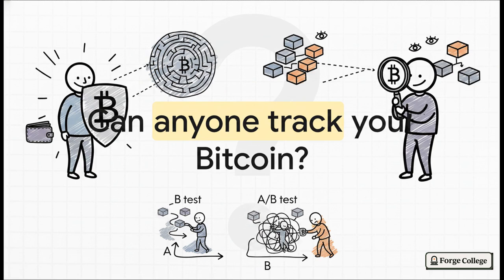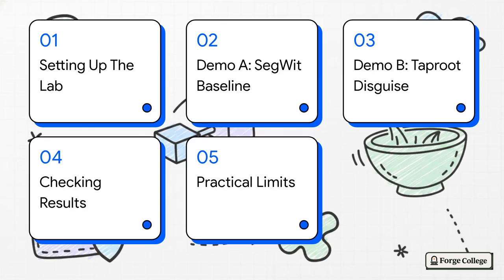You know the type, someone constantly analyzing the public blockchain, trying to connect your real-world identity to your wallet balances and your spending habits. Today, we're going to run a highly controlled A/B test to see if our on-chain footprint can actually outsmart that snooper. So, can anyone track your Bitcoin? Let's find out. Here's our agenda for the lab protocol today.